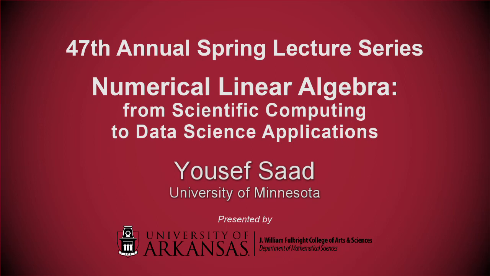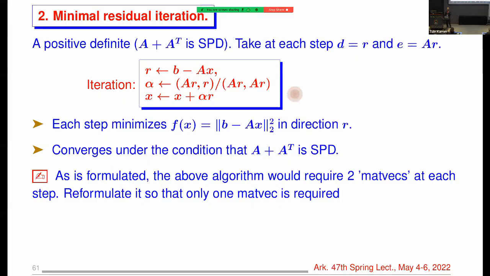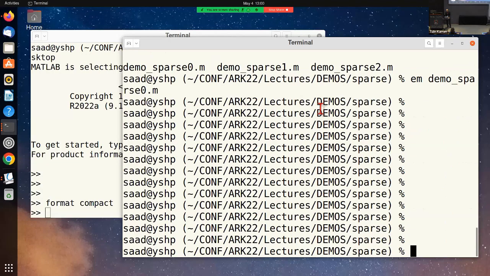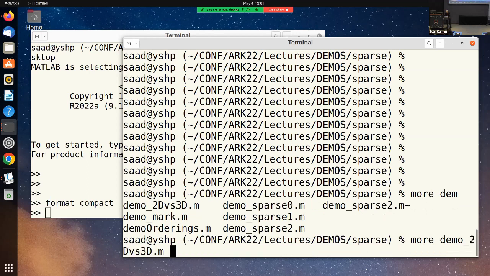I am going to go to where we left off this morning. All right. And before I do that, I would like to show you a little demo, continuing with what Tim was talking about this morning. I have here a little example demo of a comparison between 2D and 3D problems.